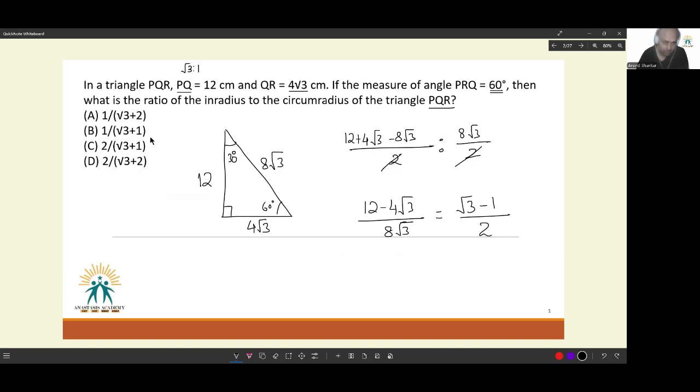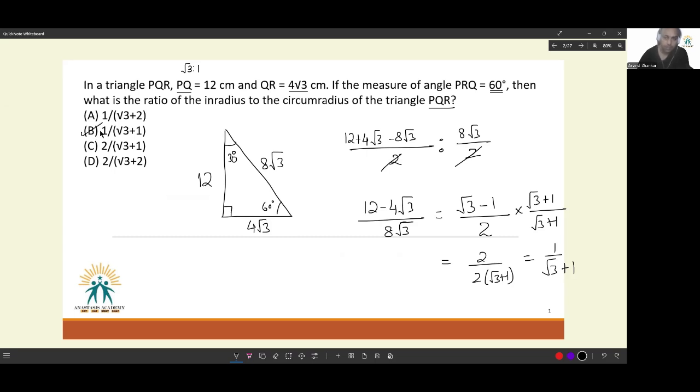Now, when you look at the options, all the options have a root 3 term in the denominator. How do I introduce that here? I would have to rationalize this. How to rationalize this? I will need to multiply this with root 3 plus 1, numerator and denominator both. So this will turn to 2 in the numerator, 2 into root 3 plus 1. These 2's will get cancelled and the final answer will be 1 by root 3 plus 1.